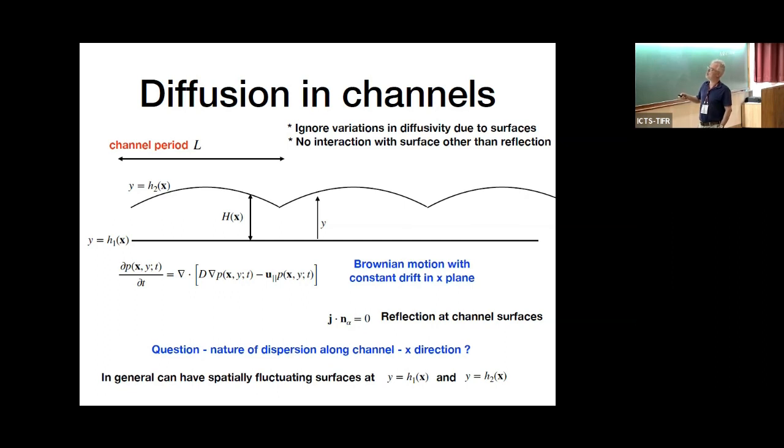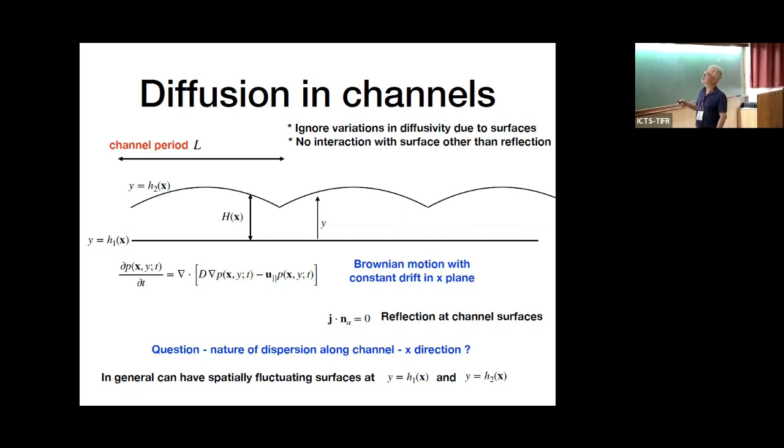So here the bottom of the channel is flat, and the top of the channel is undulating. I'll be interested in periodic channels, for the techniques I'm going to apply. I'm just going to look at basic Brownian motion, and I can put some sort of uniform drift along the channel if I want to. So this is just the basic diffusion equation.